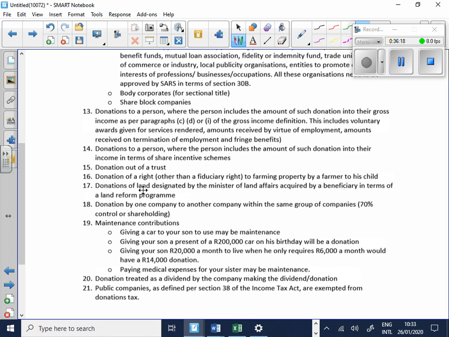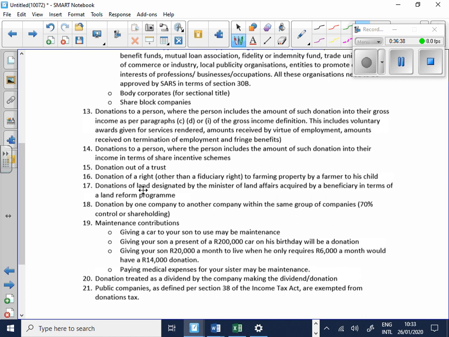So they choose to tax it under gross income, not under donations tax, because I pay tax at 45, whereas donations tax is at 20. They have an agenda. They'd rather collect more tax. Is that all right? So if it gets taxed as income tax, it's not a donation.